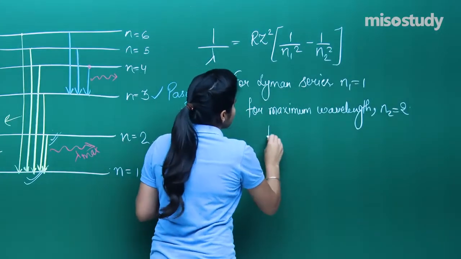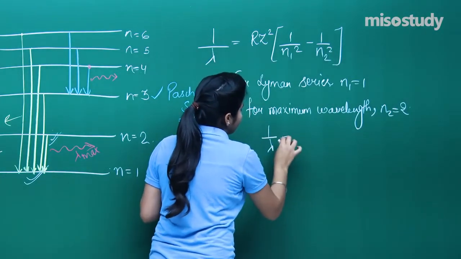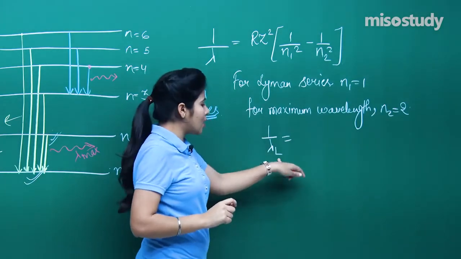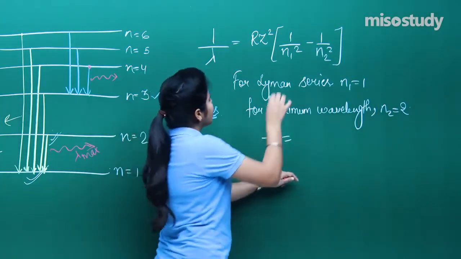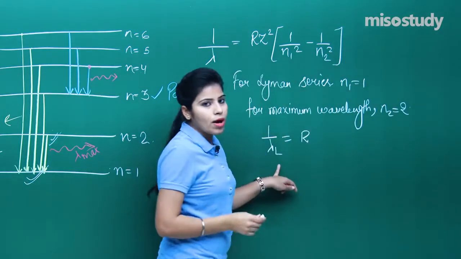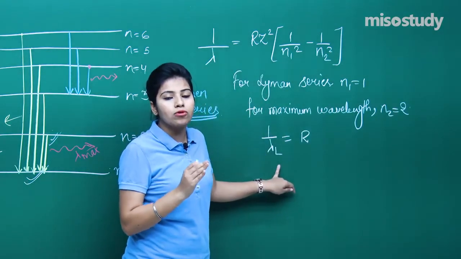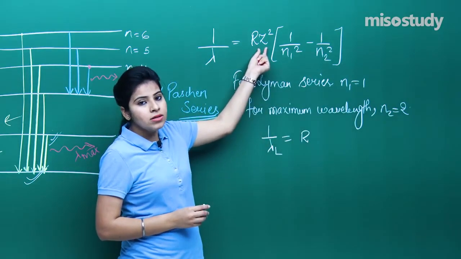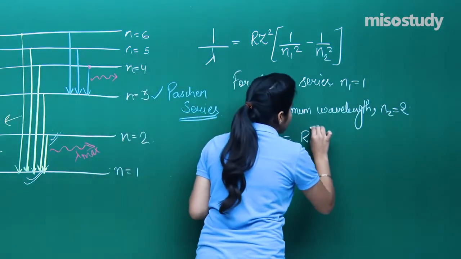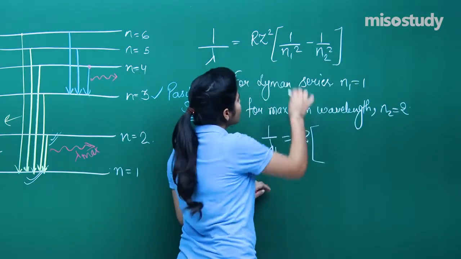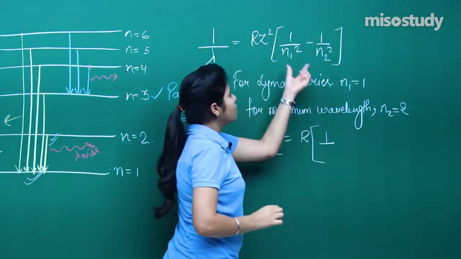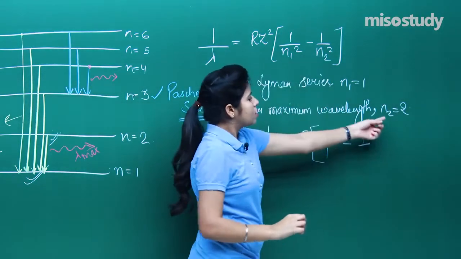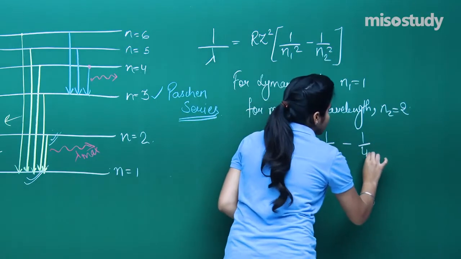Now let me just put this value into the equation. We will be having 1 by lambda L, because we are having for the Lyman series, so I am writing this as lambda L. That would be R into Z square. Now because we are talking about the hydrogen spectrum, for the hydrogen Z will be equals to 1. So we will be definitely writing over here as R only. So 1 by n1 square, so 1 by 1 minus 1 by n2 square, 1 by 2 square, that is 4.